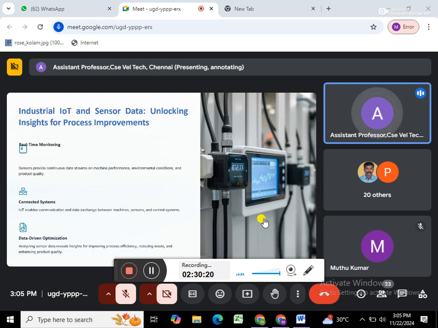And industrial IoT and sensor data. As we already said, real-time monitoring and connected systems are all very important. Nowadays all the devices are connected, so setbacks have now been reduced considerably. With the help of sensors and other means, we can easily connect with different aspects and different devices, including environmental cases.